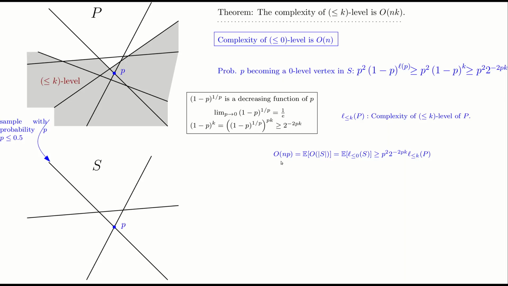Now, if we look at this, we obtain that we have proved that O of np is at least something times the complexity of less than or equal k level. Observe that we are free to pick p. We pick p to be equal to 1 over 2 times 2 times k. Since k is at least 1, this probability is at most 1 over 2, so it respects the condition that we had at the beginning of the proof. By replacing this probability inside this inequality, we obtain that the complexity of less than or equal k level of P is at most n times k.